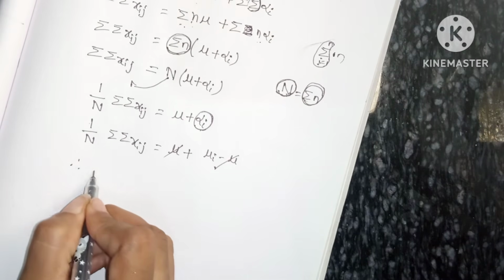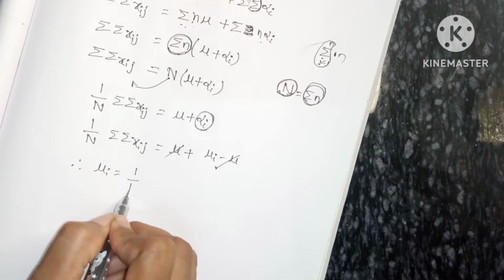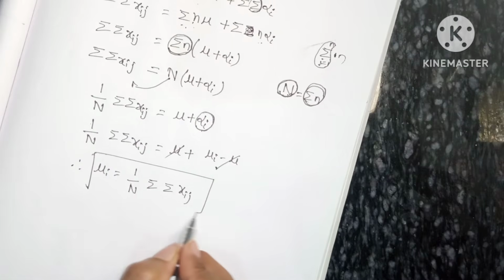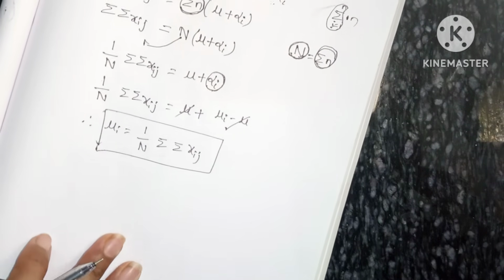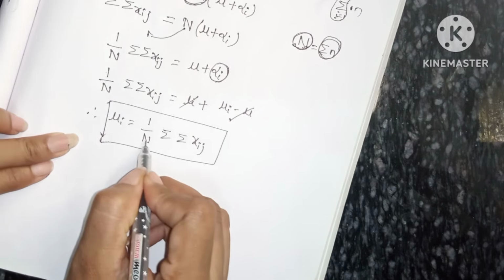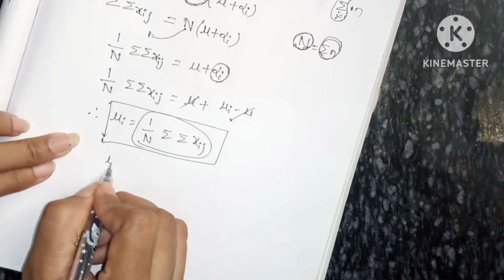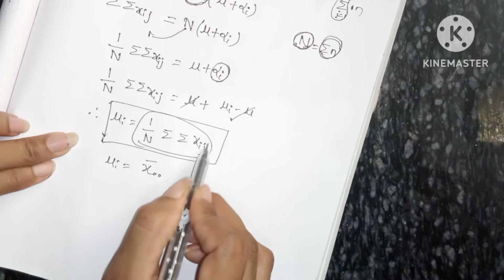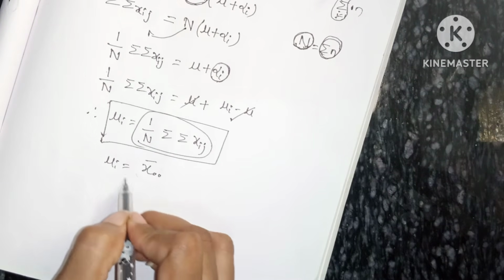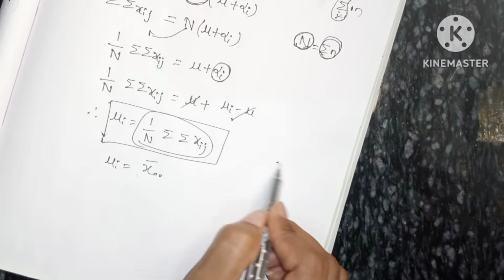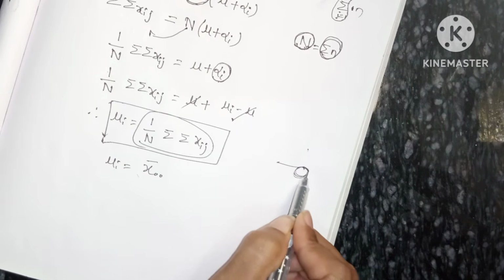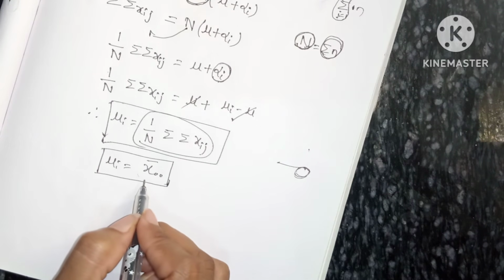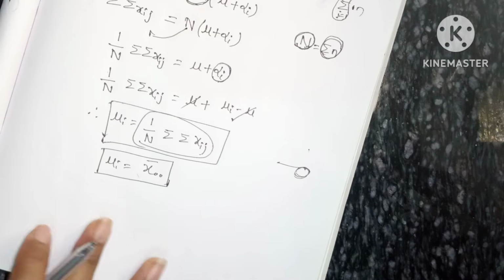Therefore mu I equals what? 1 by n summation xij. So now we got the value of mu I. This value is nothing but x bar double dot. That means two directions, which we call the overall mean. Overall total means row total and column total together. So mu I is nothing but the overall mean. So this value can be written as x bar double dot.